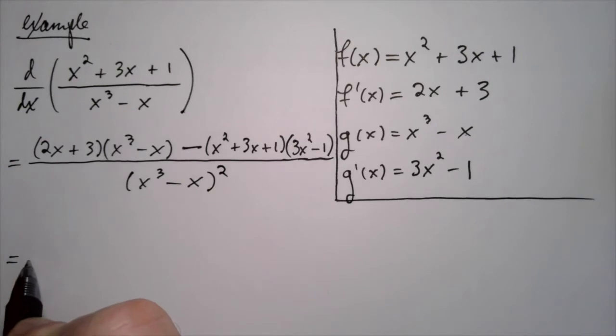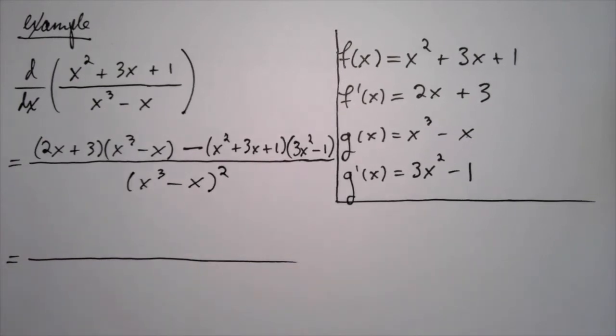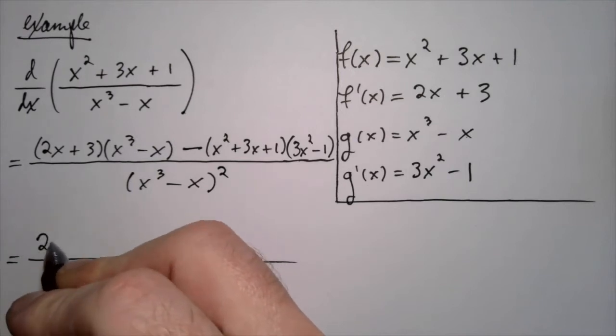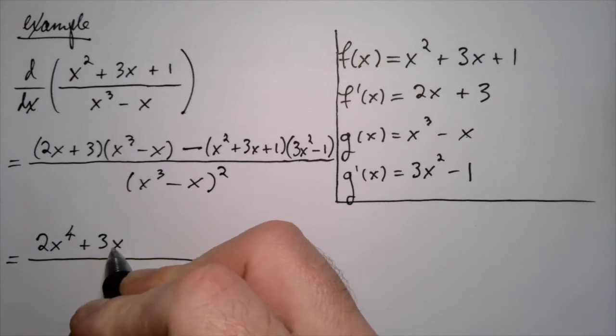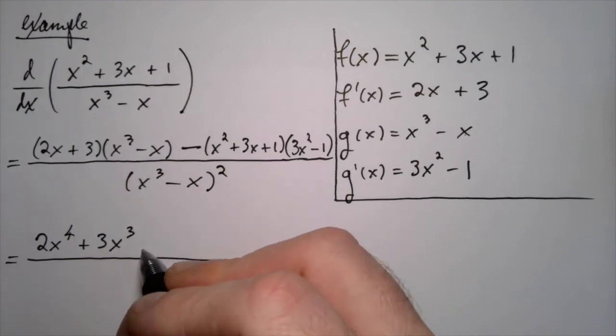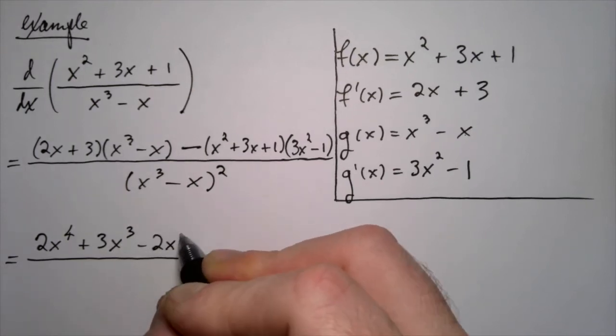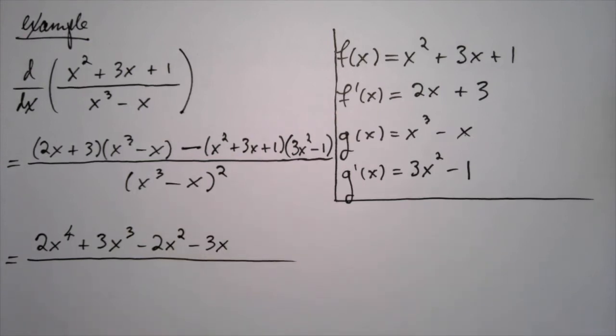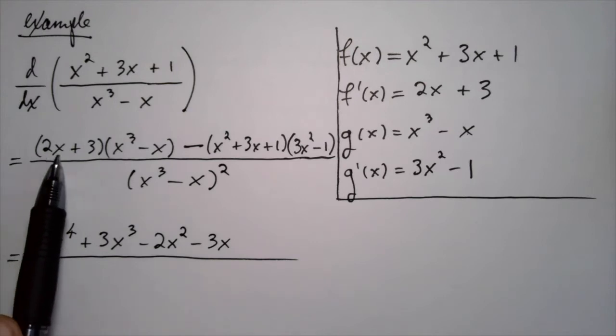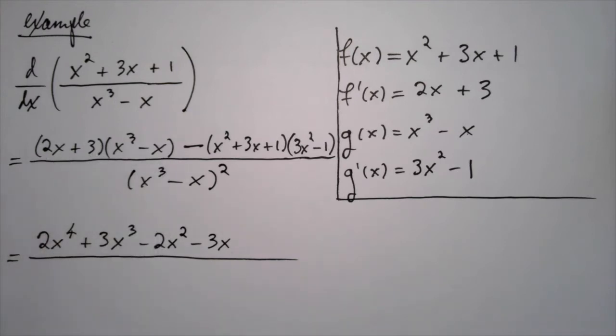Now often when you apply the quotient rule, you get something that looks like a completely horrible mess. But I encourage you just to persevere, be patient, and just work carefully. Work through everything term by term. Use good handwriting, make your work neat. So here I've taken the product of 2x plus 3 times x cubed minus x.